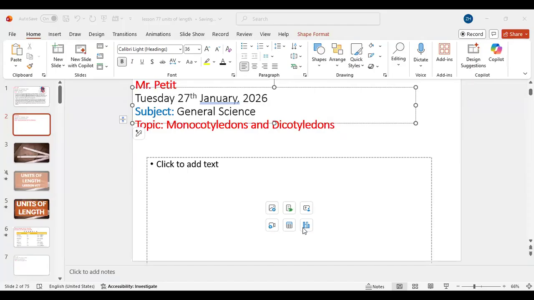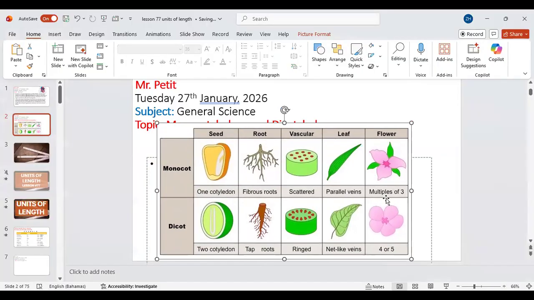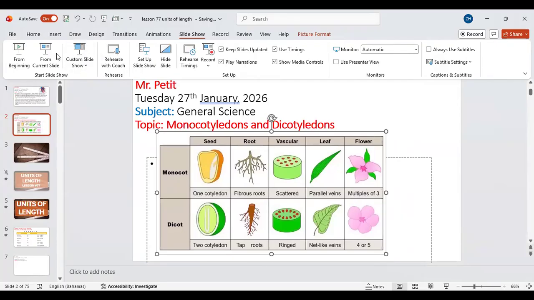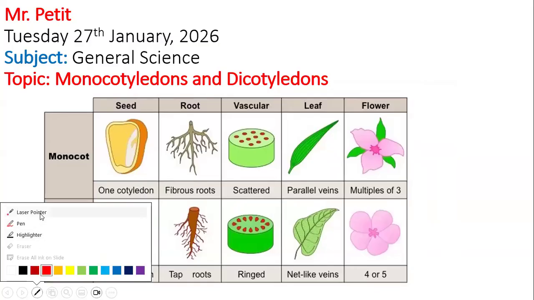So with monocots, they have one cotyledon. And with dicots, they have di. What does di mean? Di means two. So this is just a diagram. You don't have to write the diagram. This is a diagram, okay? So with dicotyledons, they have two cotyledons. So monocots, they have one cotyledon. Dicots, they have two cotyledons, right?